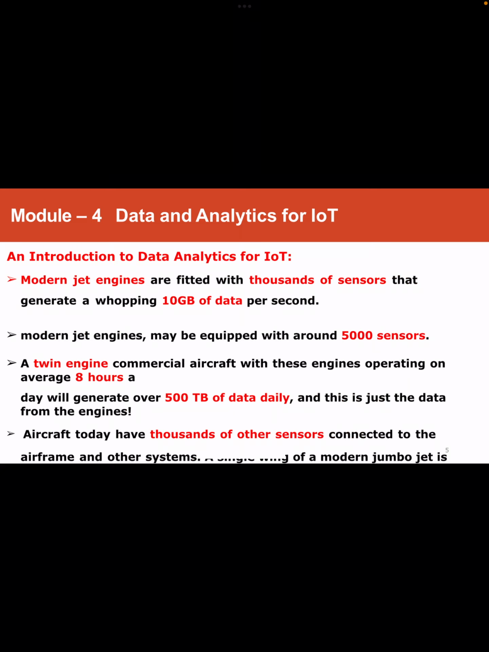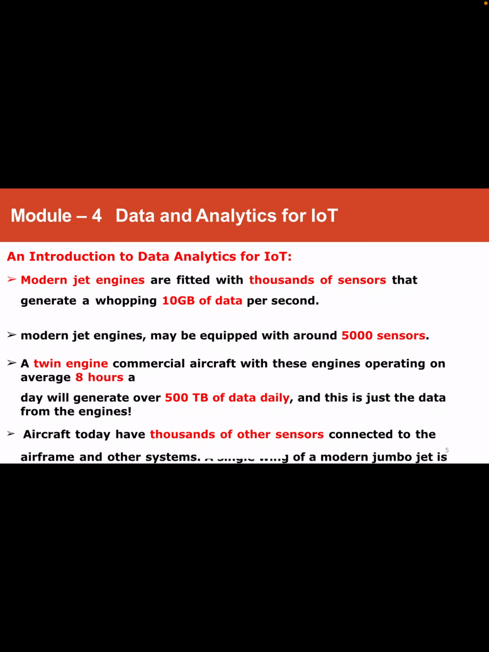Aviation here is about modern jet engines. Modern jet engines are fitted with thousands of sensors, and they generate a whopping 10 GB of data per second. So modern jet engines are equipped with about 5000 sensors, and these sensors are going to generate nearly 500 terabytes of data daily.